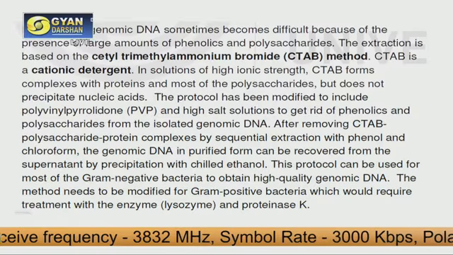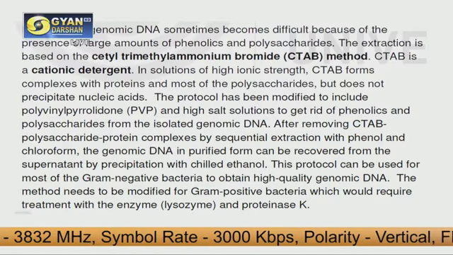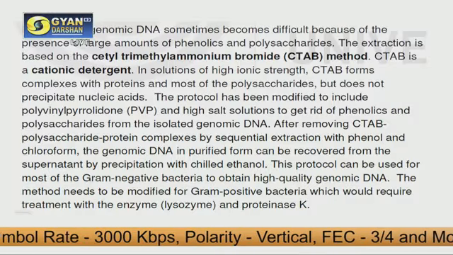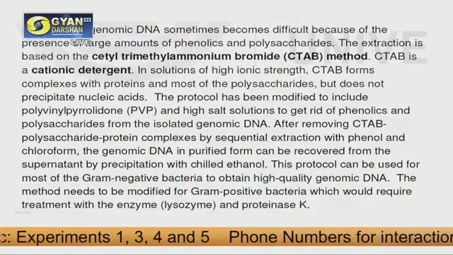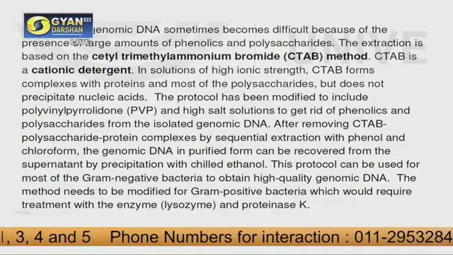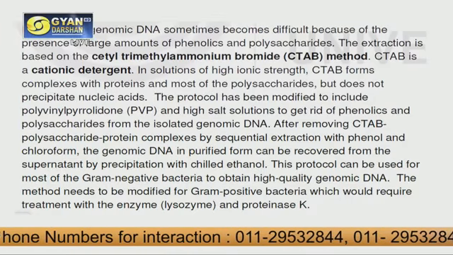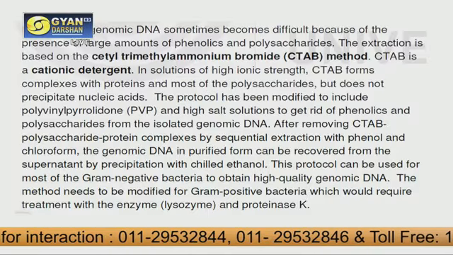Because when you are isolating genomic DNA, you all know that along with DNA, you have the different associated proteins, and also the polysaccharides. Okay, so you know about the histones, and there are also the non-histone proteins which are associated with DNA. So you need to remove this. You need to remove the proteins. You need to remove the polysaccharides. For that, what you do is use this cationic detergent, because this CTAB forms complexes with proteins and polysaccharides but does not precipitate nucleic acid.